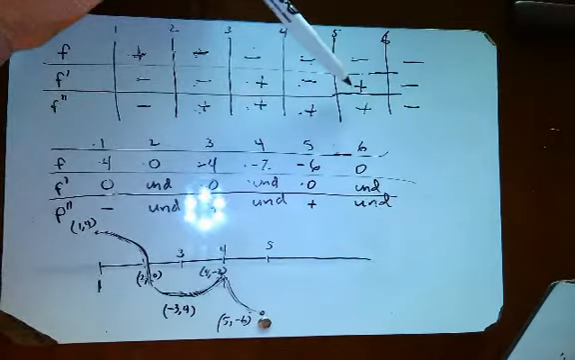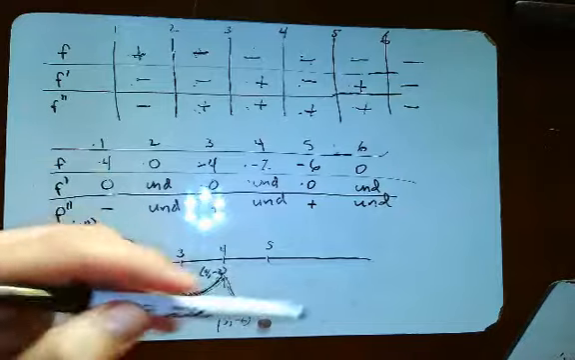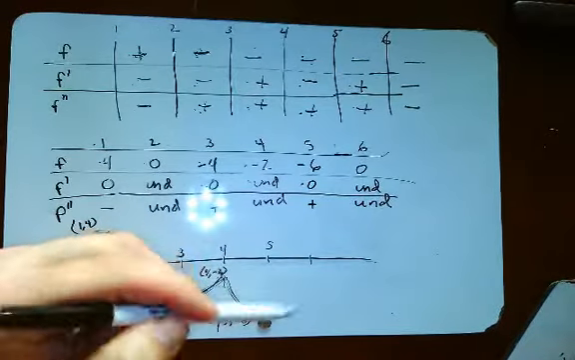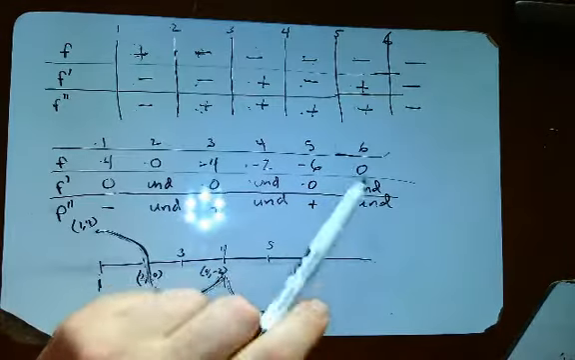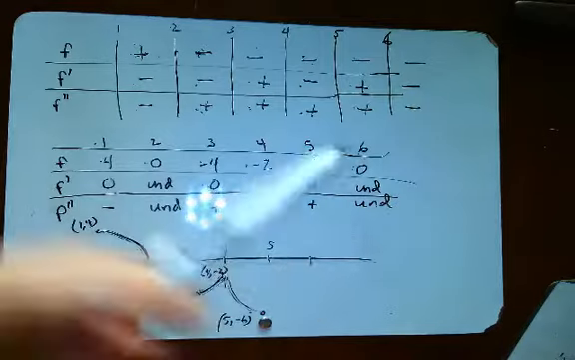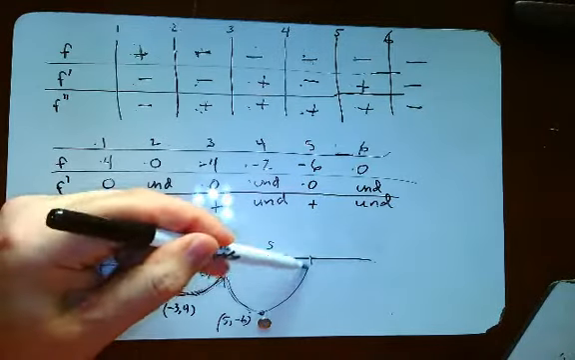And from 5 to 6, the function is still below the x-axis, this time increasing and concave up. Increasing and concave up until I get to a y value at 6 of 0.